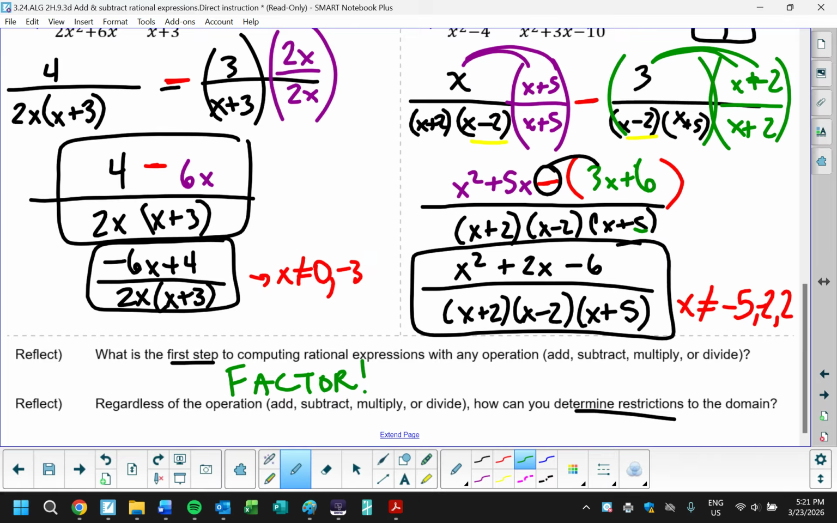Now, some of you might have said common denominator, but you don't need common denominators for multiply or divide. You only cross cancel with multiply. You only flip the division into multiplying by its reciprocal for divide. But no matter what, for any rational expression, it's definitely going to help us out to factor first.